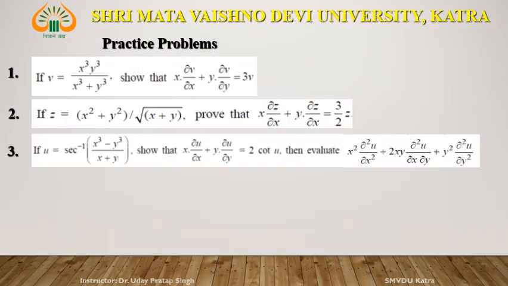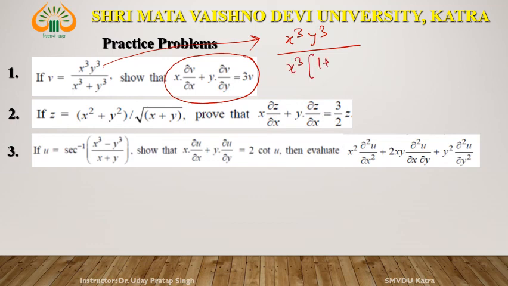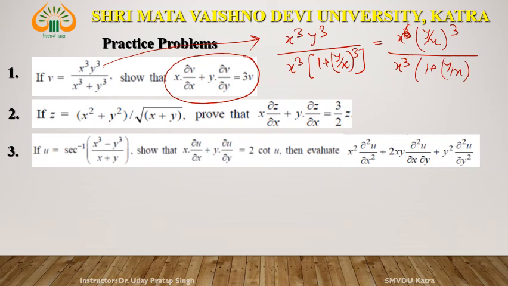Here is some practice problem. If v is x³y³ divided by x³ plus y³, then you have to find out this. This is homogeneous. x³y³ is equal to x⁶ (y by x) whole to the power 3 divided by x³ (1 plus y by x) whole to the power 3. This is equal to x to the power 3 times a function of y by x. This is a homogeneous function of degree 3. Then apply Euler's theorem and find the first solution.